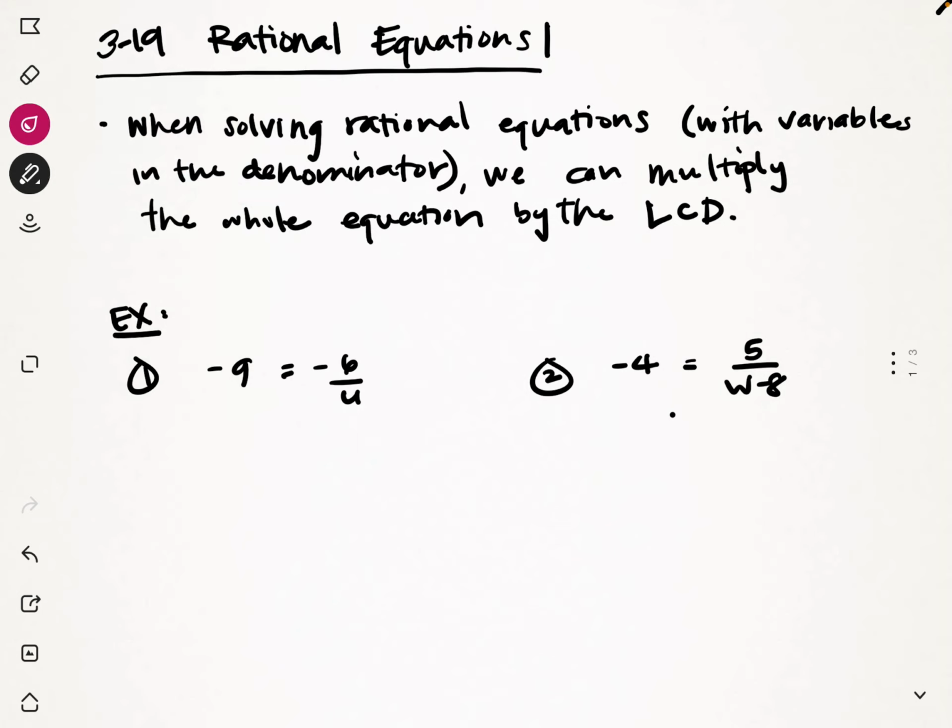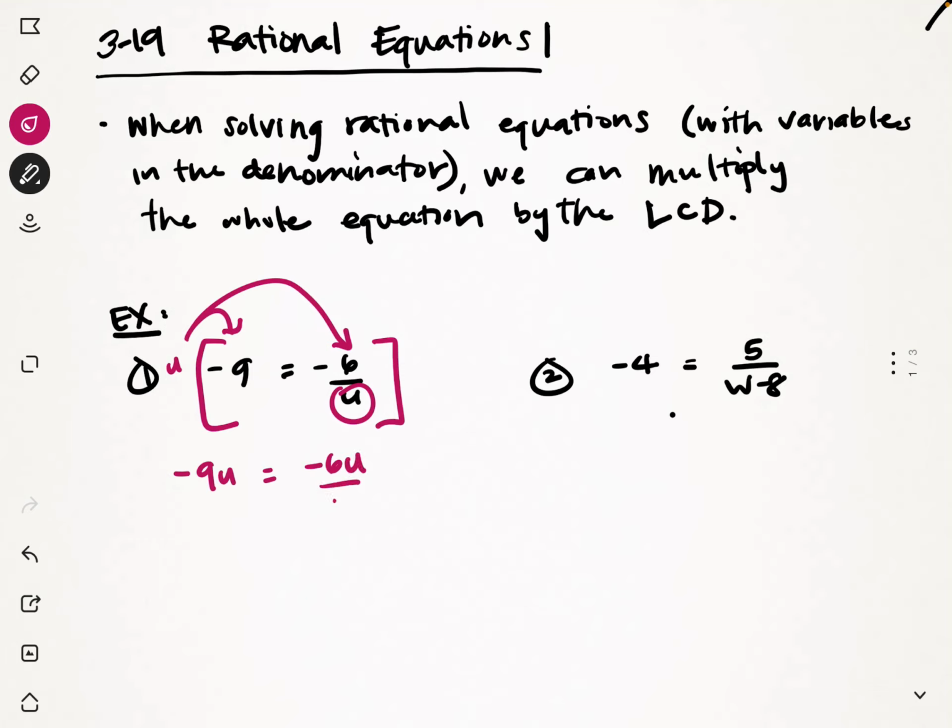So if we look at the first example, we have negative 9 equals negative 6 divided by u. So we only have one denominator. It's u. So what we're going to do is multiply the whole equation by u. So that means we have to do each term multiplied by u. So u times negative 9 is negative 9u. Then we have our equal sign. And then when we multiply u on the right side of the equation, we have negative 6u divided by u.